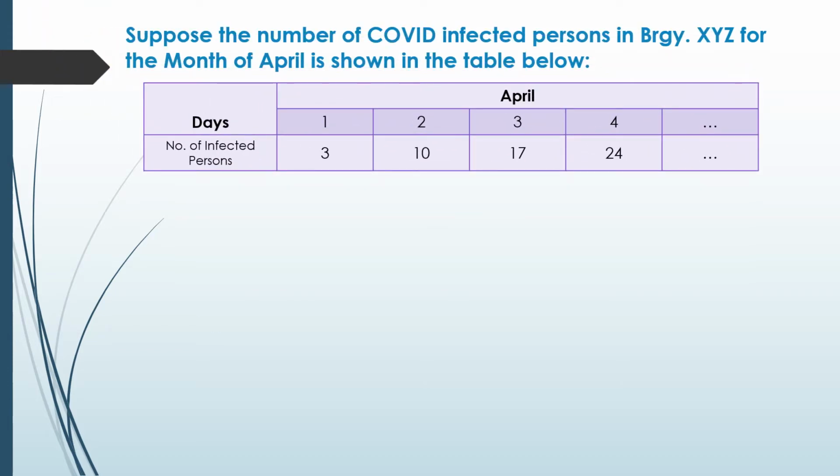So we have here from April 1, there are 3 infected persons. For April 2, there are 10. For April 3, there are 17. April 4, there are 24. So as you have observed here, the infected persons are actually following the arithmetic sequence. Now the question: how many COVID infected persons on the 15th day of April?